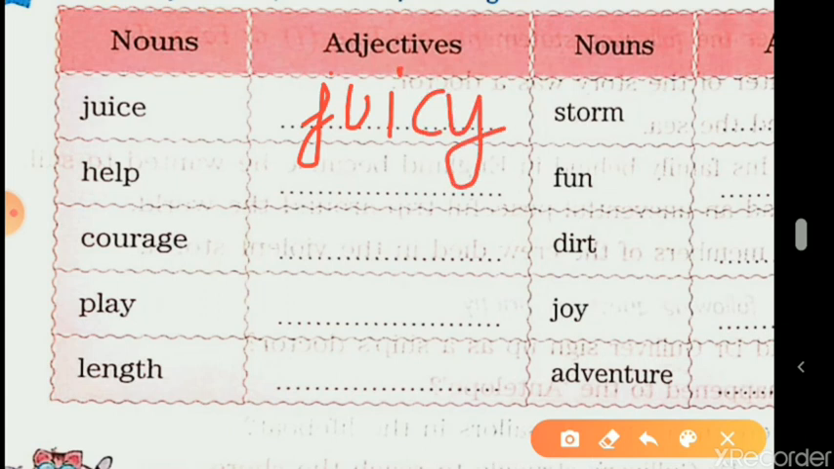So, juicy, juicy mango, juicy apple. Juice is a noun and we have formed the adjective juicy from the noun by adding Y at its end. We have removed the E and added Y in place of E. So our first adjective is juicy, which we have formed from the noun juice. Juice एक noun है बेटा और उससे हमने adjective juicy form किया है.